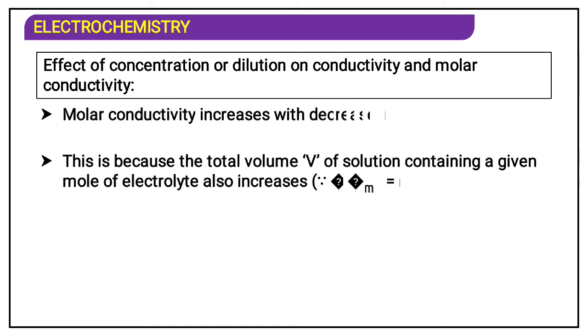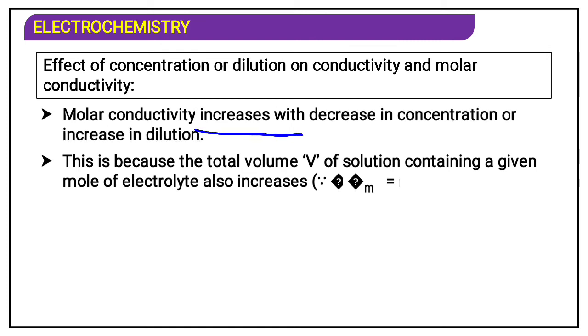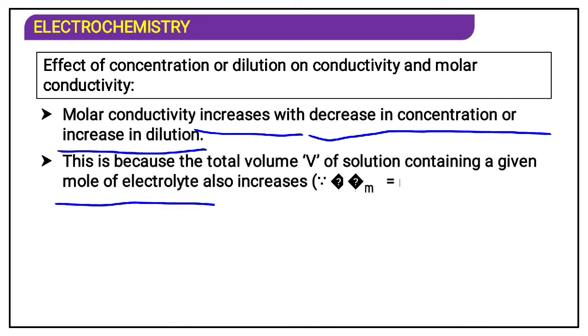Let us go to molar conductivity. Molar conductivity always increases with a decrease in the concentration or an increase in the dilution. If you increase the dilution, molar conductivity always increases, but specific conductivity decreases. What is the reason here? The reason is that the total volume of the solution containing 1 mole of electrolyte increases. Increasing the dilution is nothing but volume increasing. When volume increases, automatically molar conductivity increases.